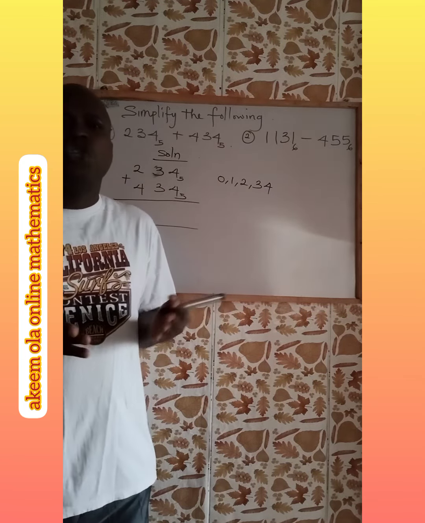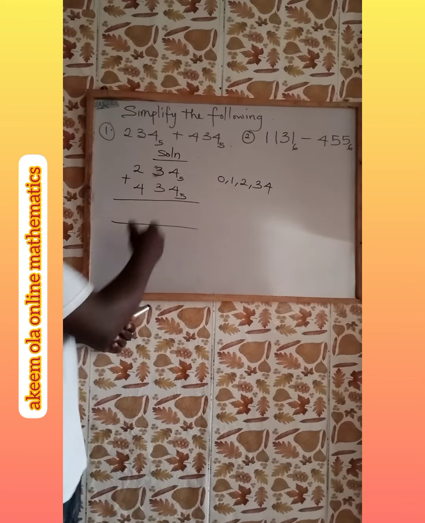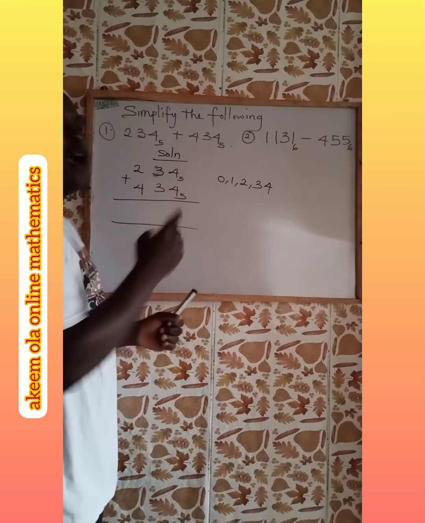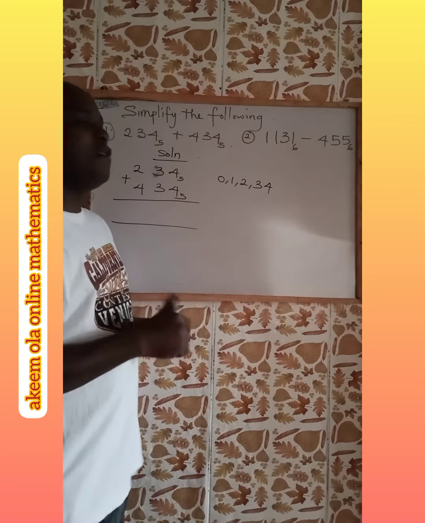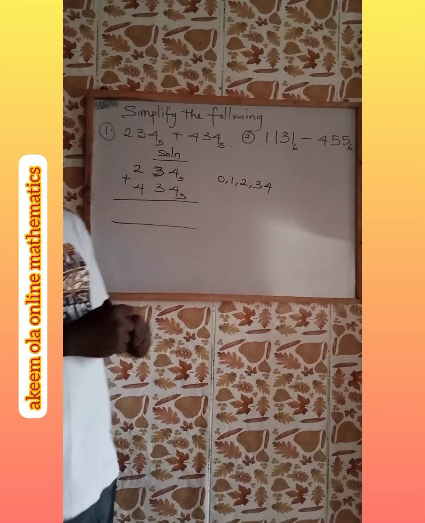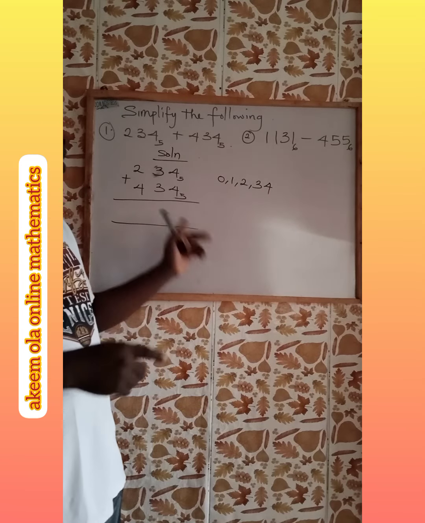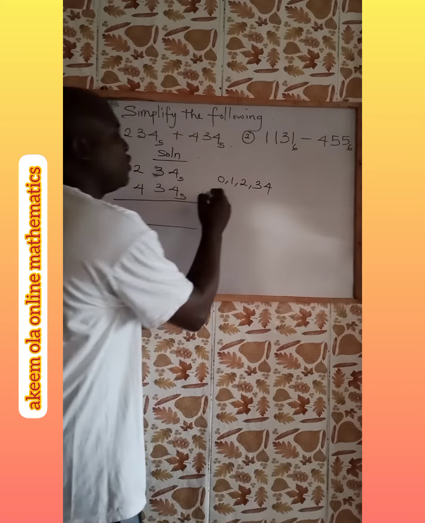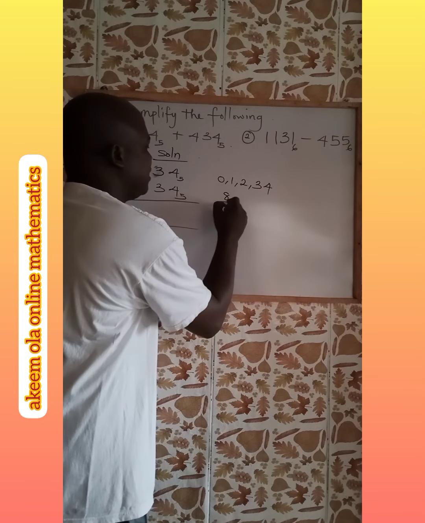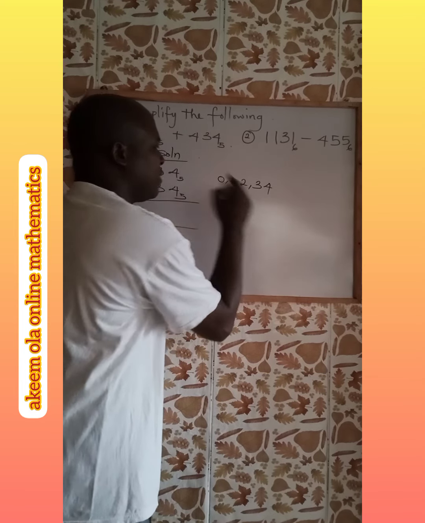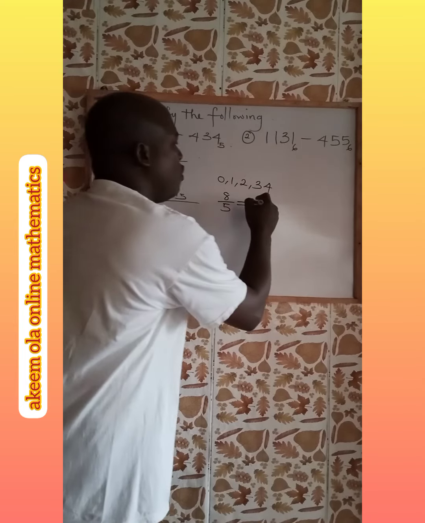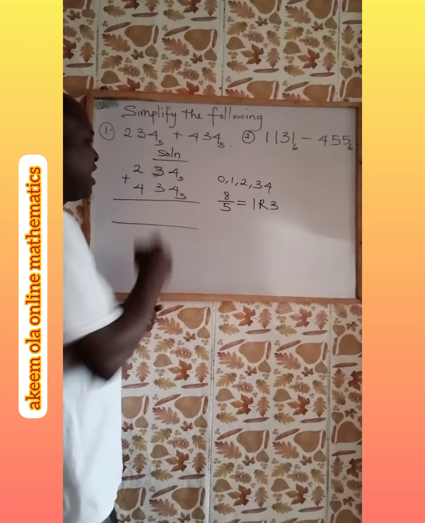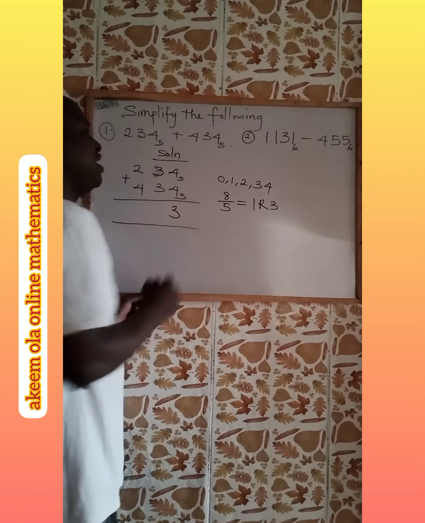4 plus 4 will surely give us 8. I cannot write 8 here because I'm dealing with base 5. I know I must have numbers that are less than 5. So I am going to divide the 8 by 5 and put the remainder here. So I have 8 divided by 5. That means I'm going to have 1 remainder 3. That means we have the 3 here.